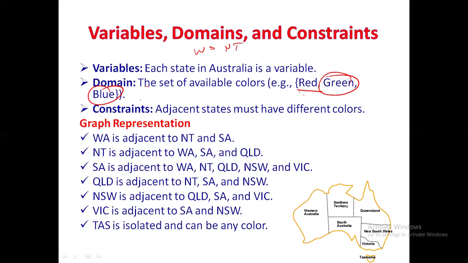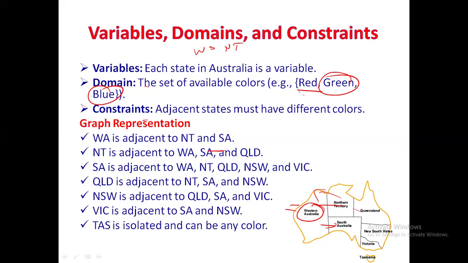The adjacency relationships between states form the structure of the graph representation, where WA, that is Western Australia, is adjacent to NT. If you look at this figure, WA is adjacent to NT and South Australia, and NT is adjacent to West Australia, Queensland, and so on. SA is adjacent to Queensland, and so on.